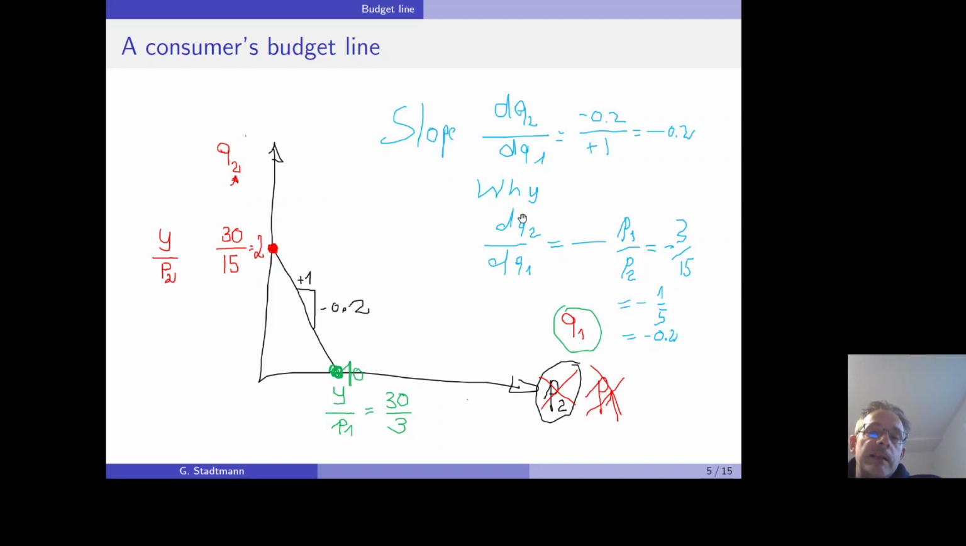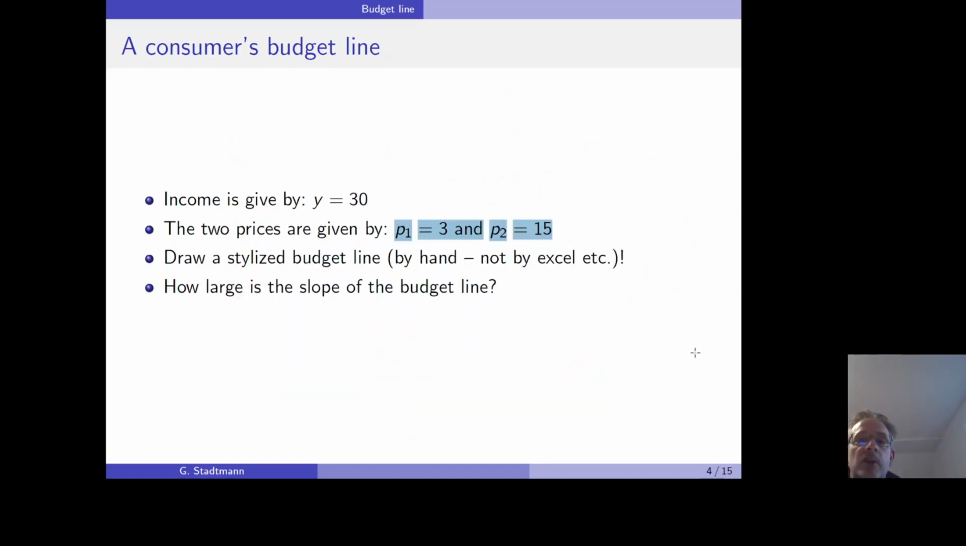Why is it the case that the slope is equal to minus 0.2? Because the slope of the budget line is given by the ratio of the two goods' prices. So the slope is given by P1 over P2. P1 is equal to 3, P2 is equal to 15. So when the 3 cancels out, we are at minus 1 over 5, or minus 0.2. This is the solution to this question.